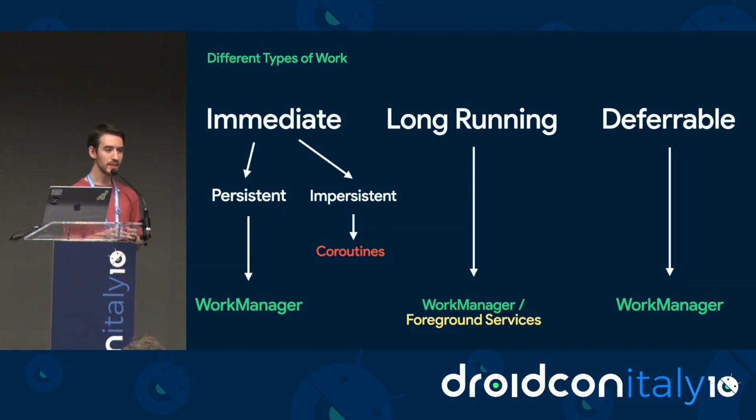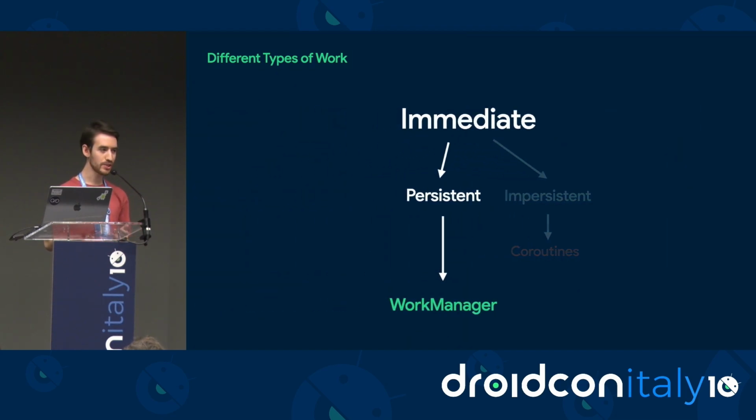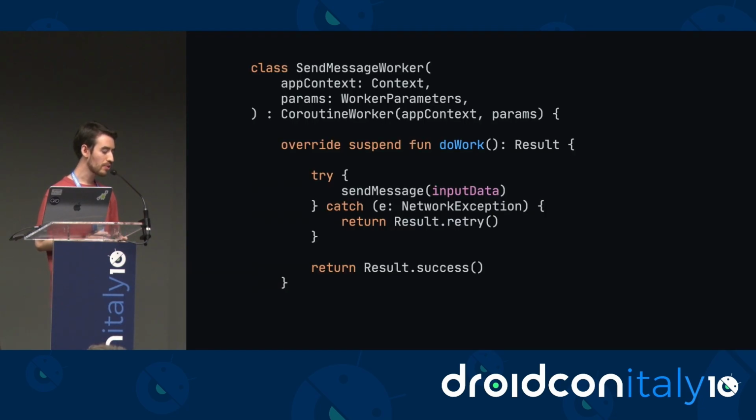So that was long running. Last one, immediate work. We have already seen non-persistent immediate work with coroutines. For persistent work, again, we use WorkManager. This is an example. Now we are sending a message, maybe it's a chat app. We have to send a message, we have to upload an image. And why is this persistent? Well, because if I send a message and maybe then turn off the power of my device, I want the message to be sent anyway when the device is on again. So for now, it's persistent work.